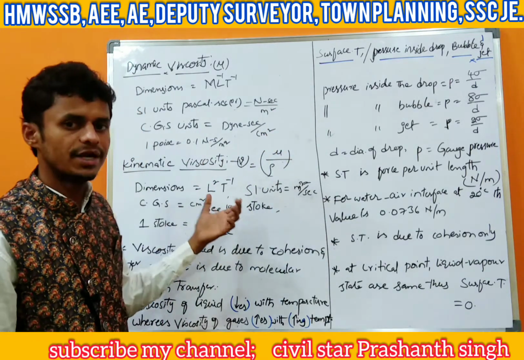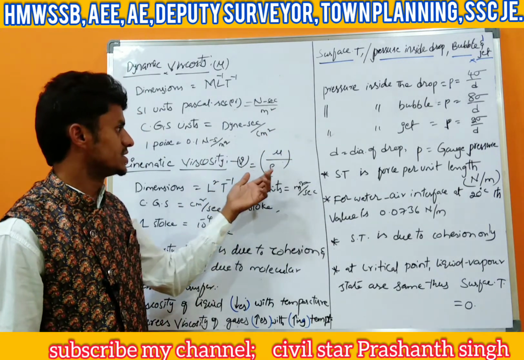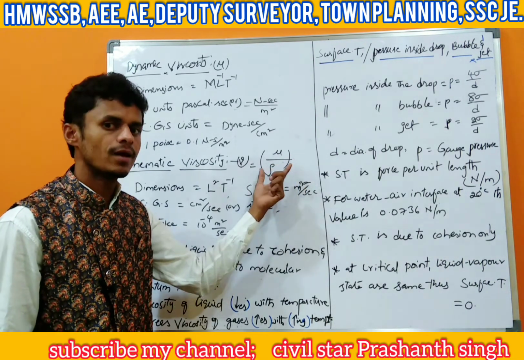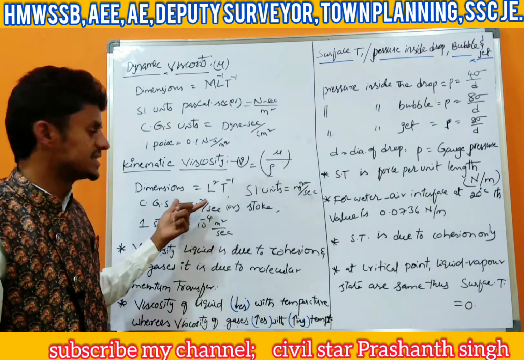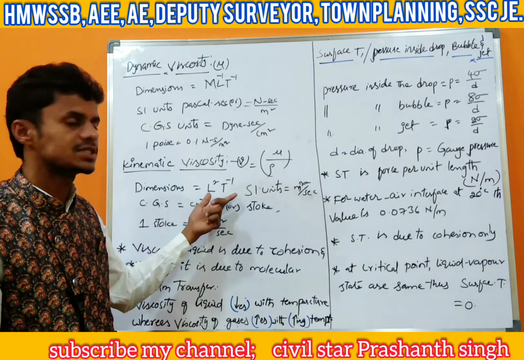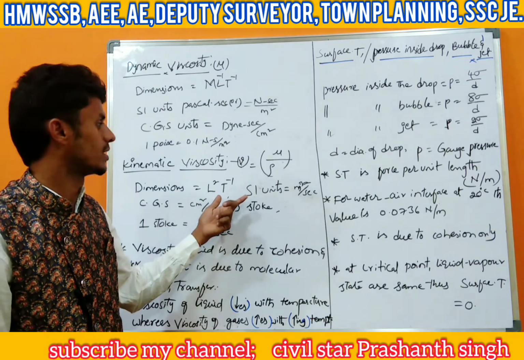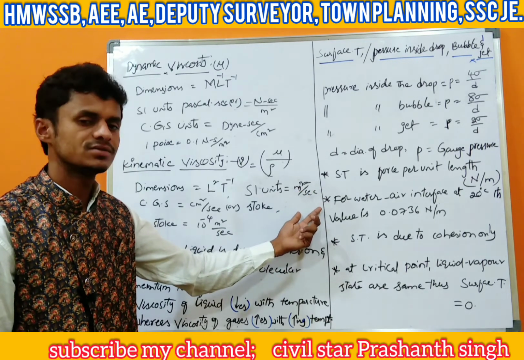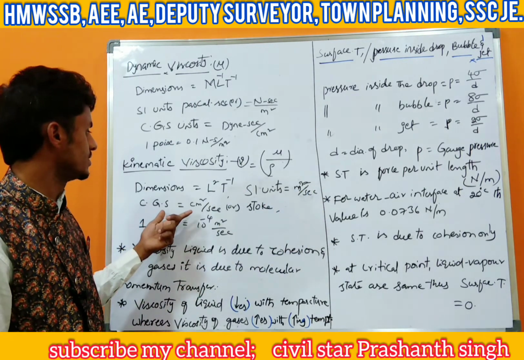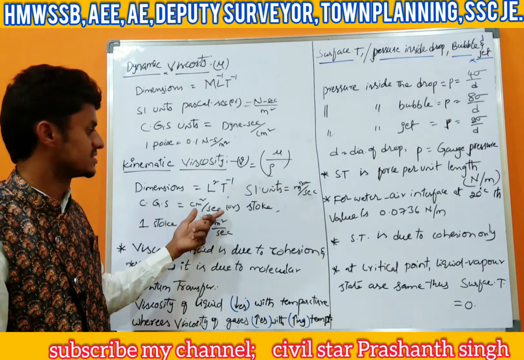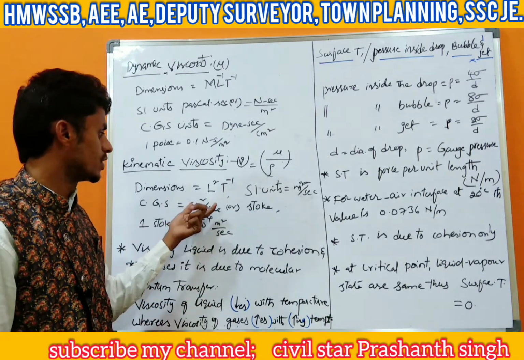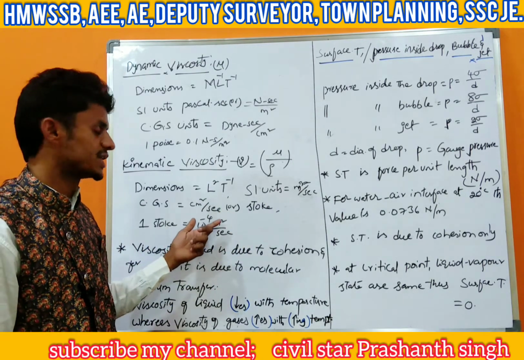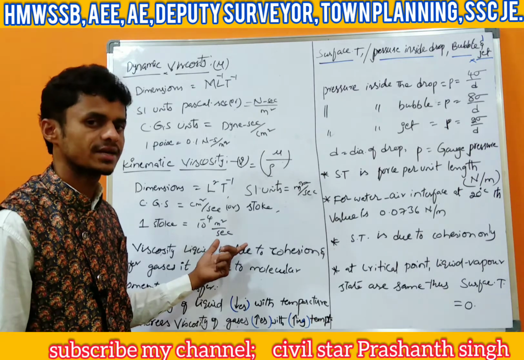Next is kinematic viscosity. What is kinematic viscosity? It is dynamic viscosity divided by mass density. What is the dimensional formula? It is L square into T power minus 1. SI units are meter square per second. CGS units are centimeter square per second, also known as stokes. 1 stokes equals 10 power minus 4 meter square per second.